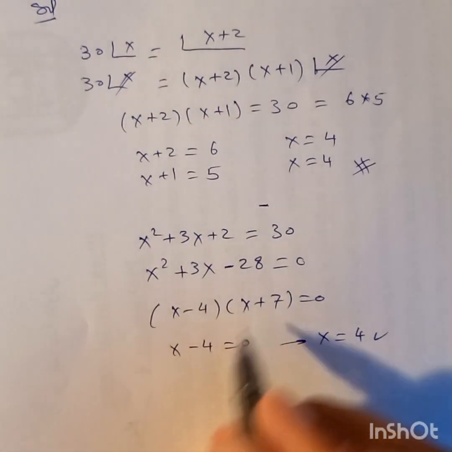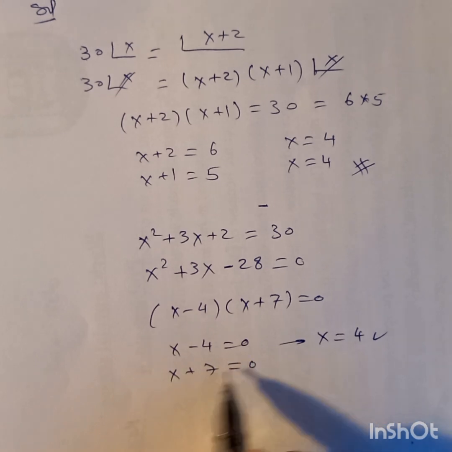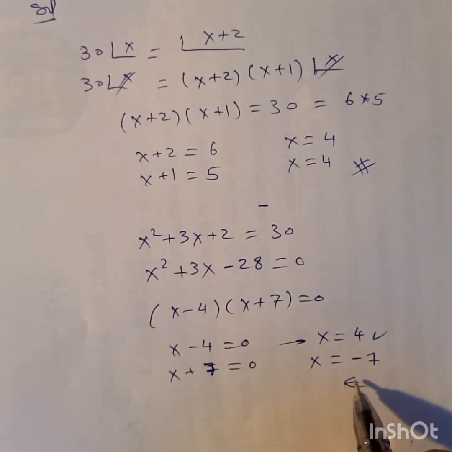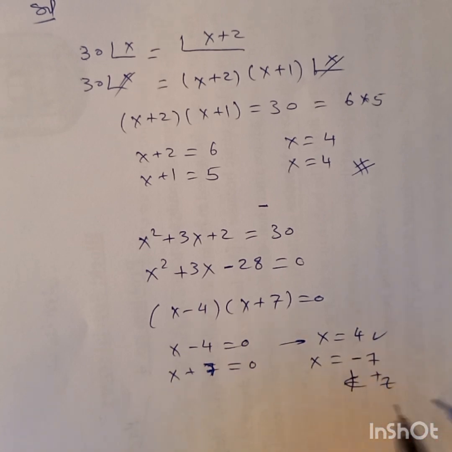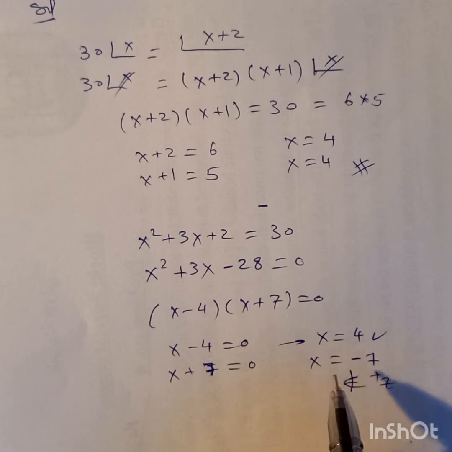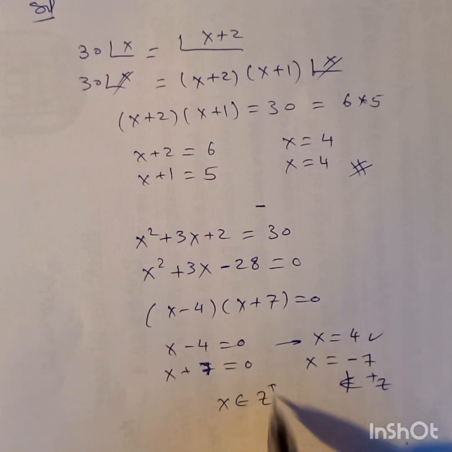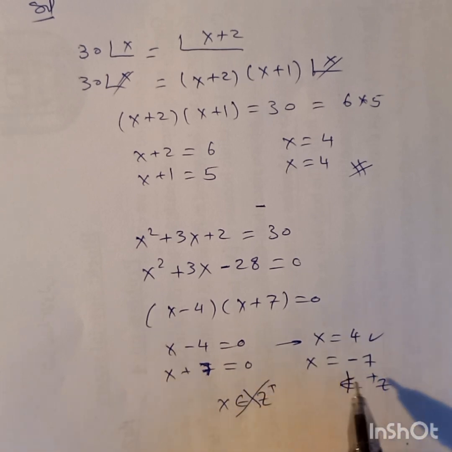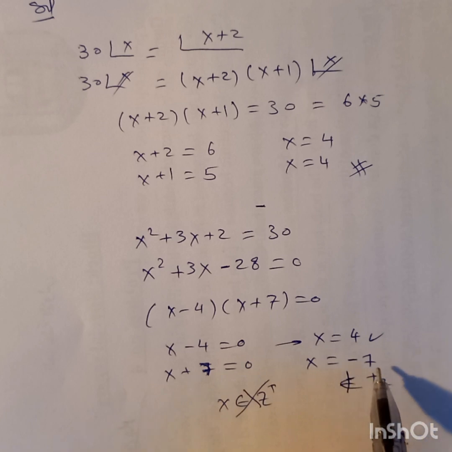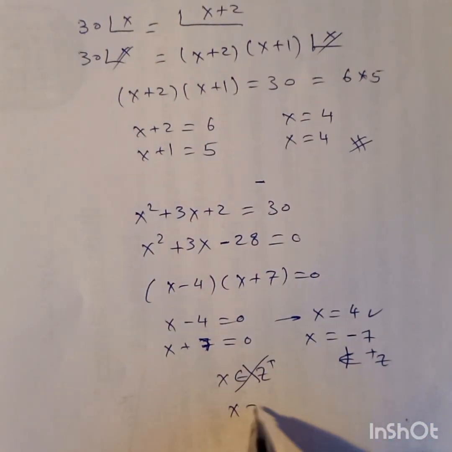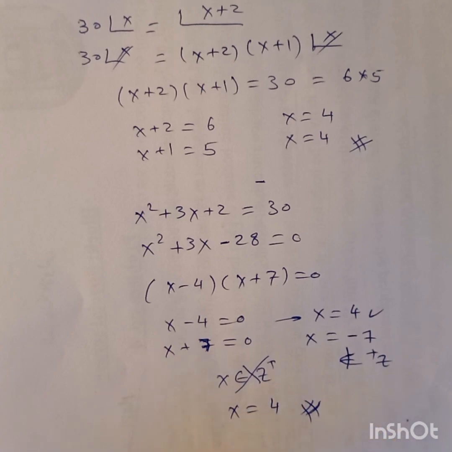From this one, x plus 7 equals 0. Then we have x equals negative 7, and this does not belong to the positive integers, as from one of the properties of the factorial, x must be included in Z positive. And this is not the case this time. Then x equals negative 7 is refused. Then the final answer or solution is x equals 4, and this is required to find.